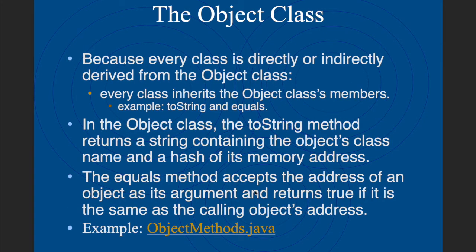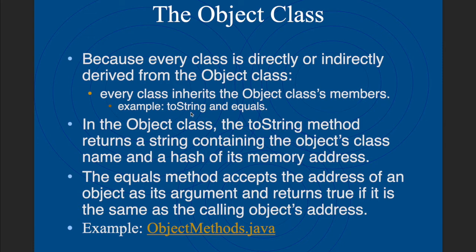Because every class is directly or indirectly derived from the Object class, every class inherits the Object class members. Example, toString and equals. They are built-in methods. In the Object class, the toString method returns a string containing the object's class name and the hash of its memory address. And now please pay attention, and of course I will show you this in my code example.